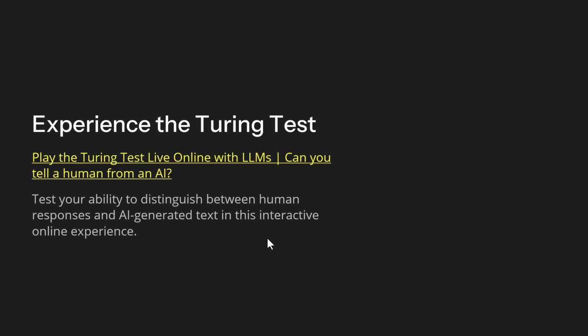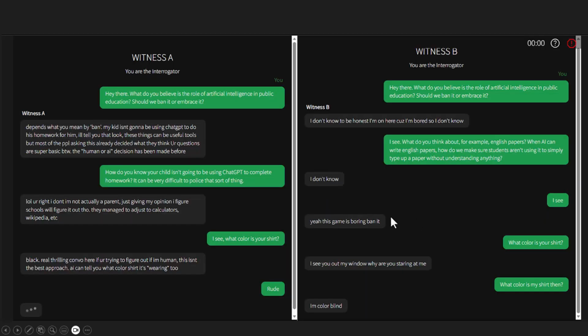So either you're going to be interrogating to determine which of two individuals you're chatting with is actually the AI, or you're going to be chatting with another person who's trying to decide if you are an AI, right? So here is an example of a chat that I had when I was the interrogator, and some of the texts that we had back and forth here.